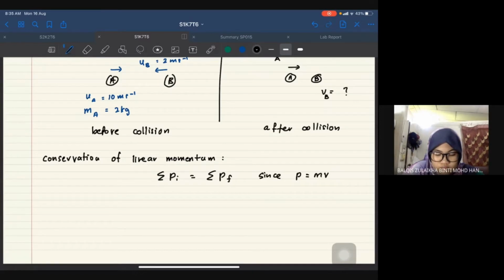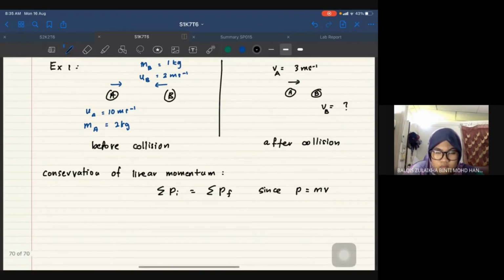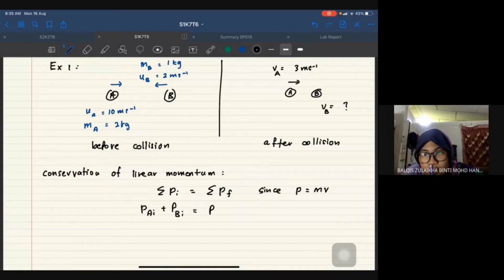Okay, so you can do this one. Total, okay. Notice that I put this one as total. Summation of initial momentum. Kenapa ada summation of initial momentum? Because initially you have two momentum. One comes from the object A, another one comes from object B. Okay, so this one is actually P A initial plus P B initial equals to P A final plus momentum object B final.